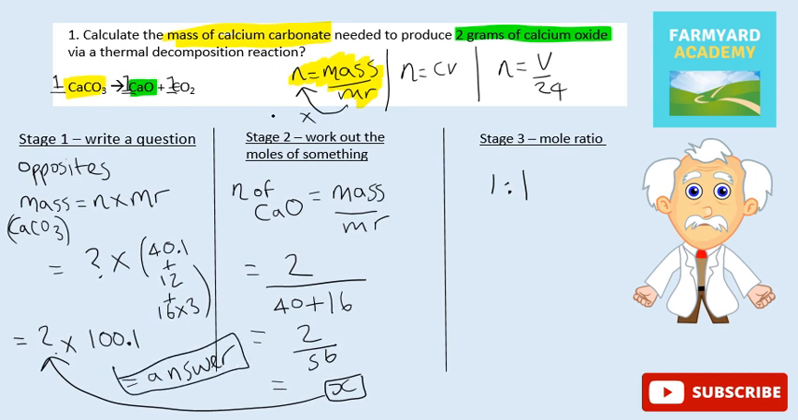So that's how you do it. Hopefully you've got on okay. Again, break it down into 3 stages: write the question out, work out the moles of something, use a mole ratio, and that hopefully should help.